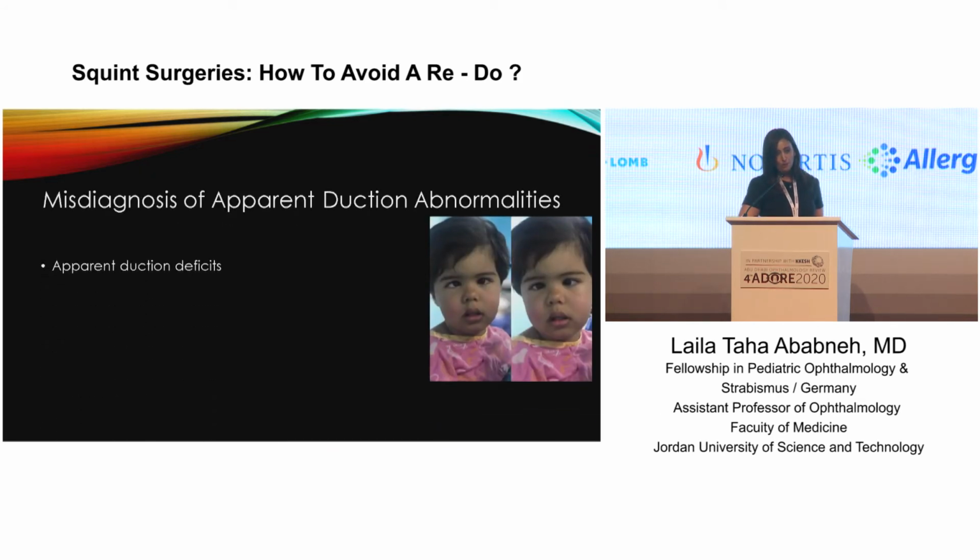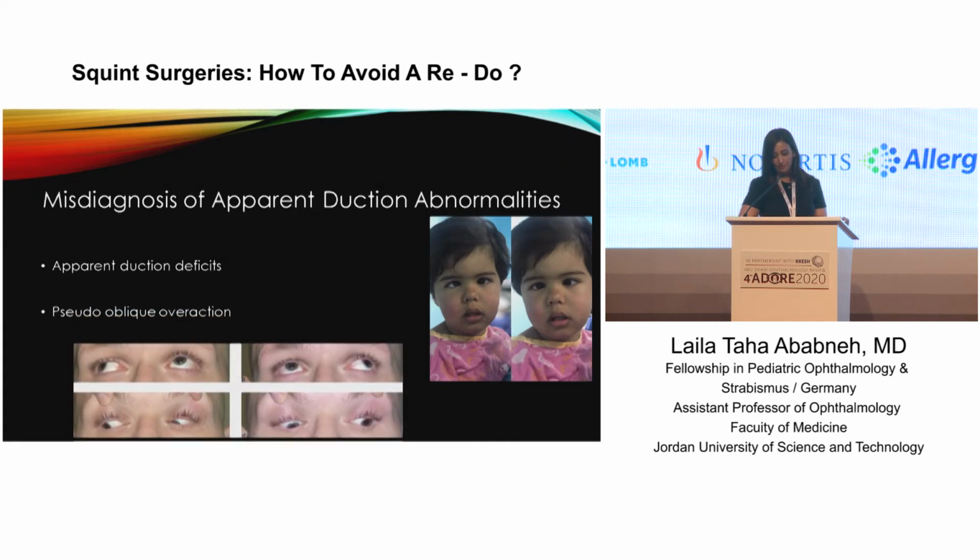This is another patient who was referred to me as bilateral sixth nerve palsy, and what he actually had was congenital esotropia with cross fixation, and he was never examined properly to see the ductions. Pseudo-oblique overaction could also be misdiagnosed.